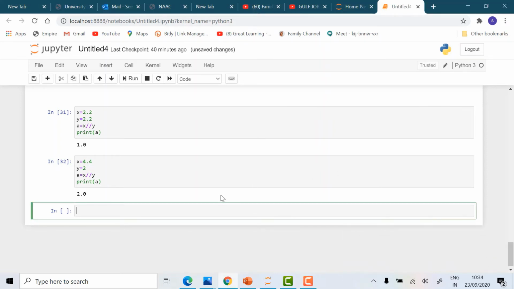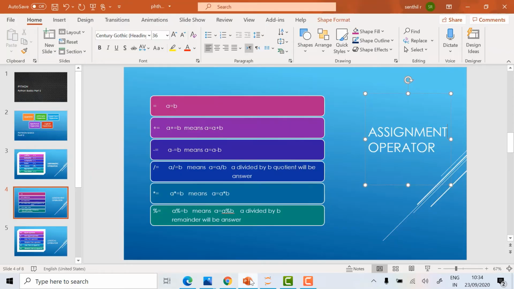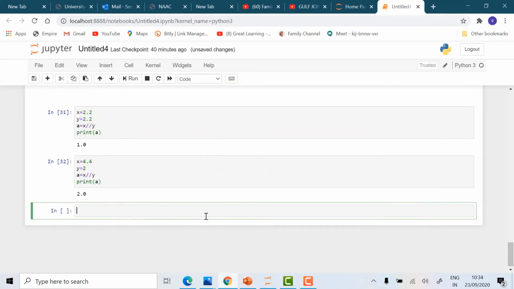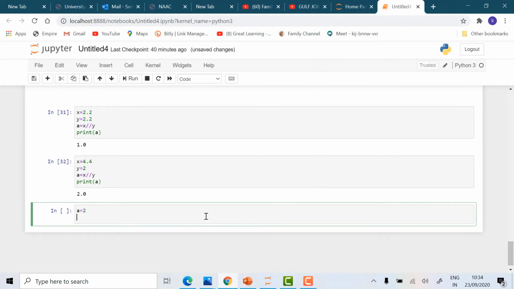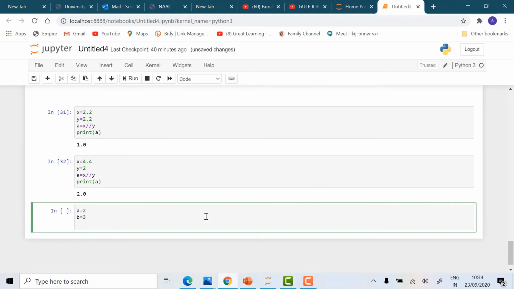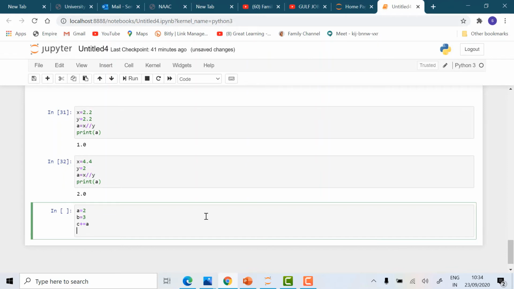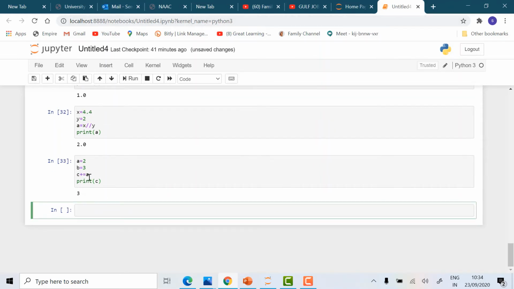Next, we shall see the assignment operators. Suppose I take A equal to 2, B equal to 3, and C plus equal to A. That's a different operator. Then I put print of C, and you get 3. So what's the meaning of C plus equal to A? C plus equal to A means C equal to C plus A.